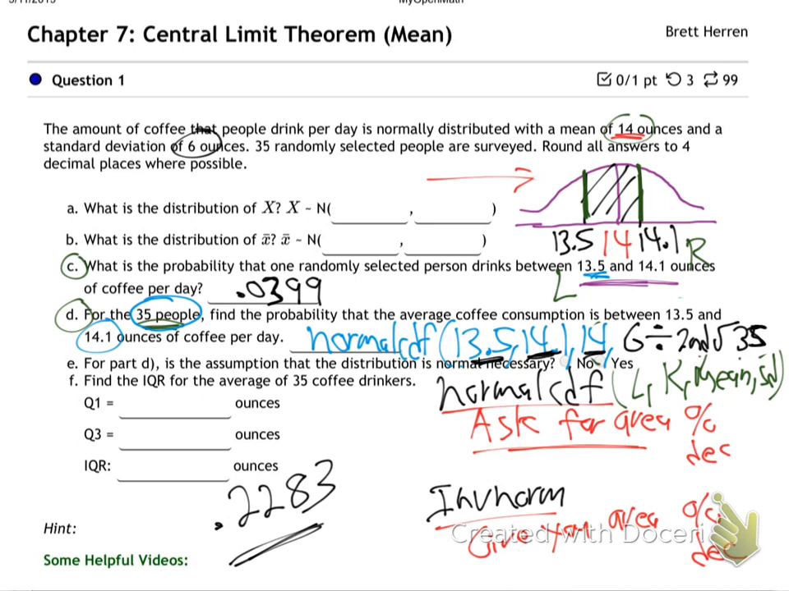The only difference, it's exactly what we did in the previous part C, except right at the end for the standard deviation, we take the old standard deviation of 6 divided by second square root of 35. The new standard deviation is the old divided by the square root of n. That's all the change. Is that okay? We good, Samantha? General questions on this one, though? We getting the 0.2283? Okay.